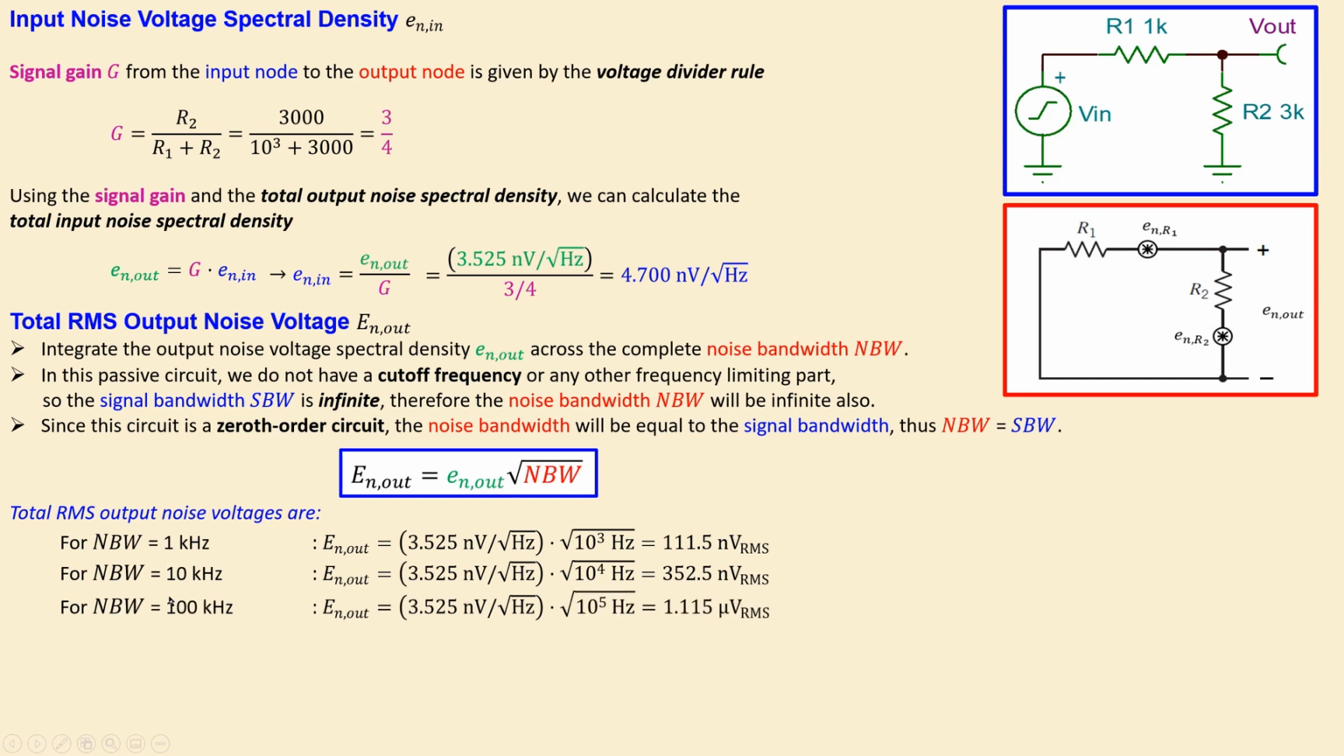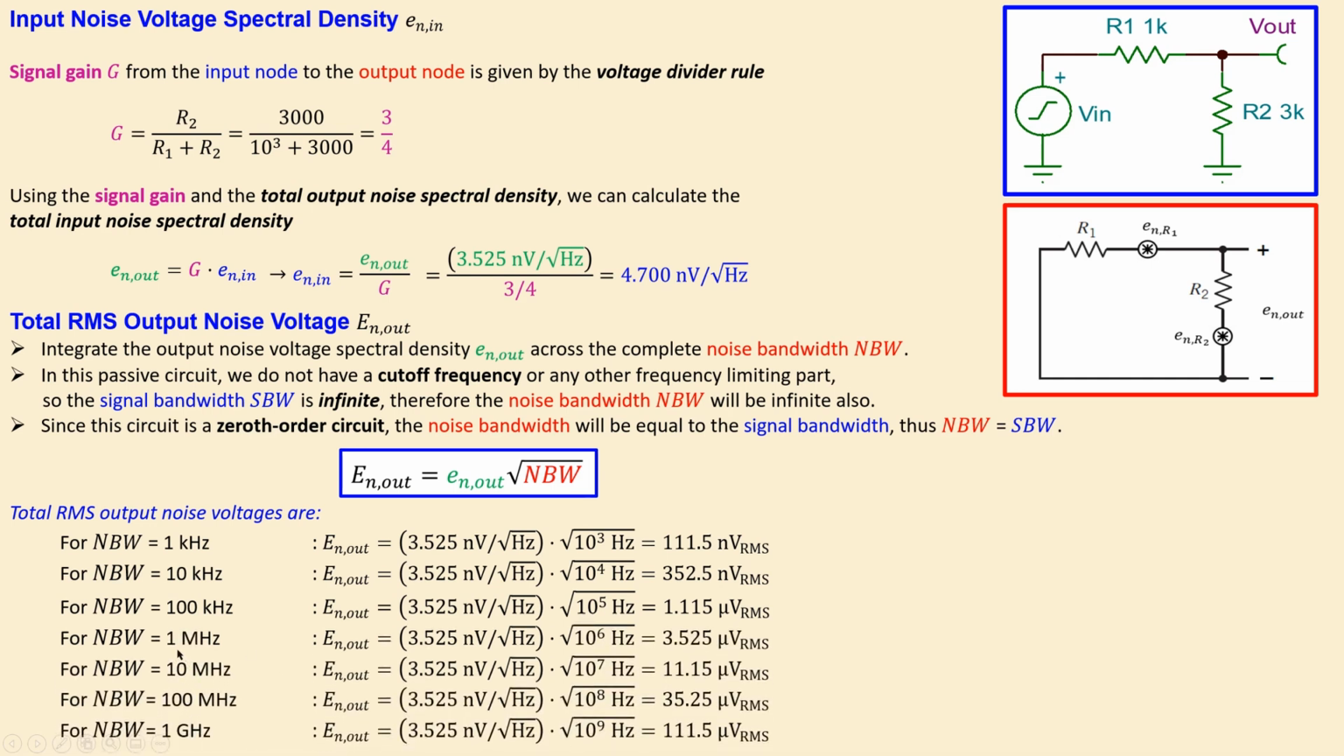Now if you increase it even more, so I go to 100 kilohertz, I just substitute 10 to the power 5 hertz. So you're already at 1.115 microvolts RMS. So you can see that there's an increase of 10 times. You increase your frequency from 1 kilohertz to 100 kilohertz, 100 times, but the RMS noise voltage at the output is increased only 10 times because there's a square root term for the noise bandwidth. Now if you move on like this for different frequencies, 1 megahertz, 10 megahertz, 100 megahertz, also 1 gigahertz, you'll have these results.